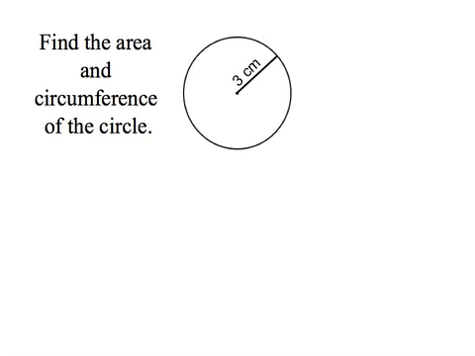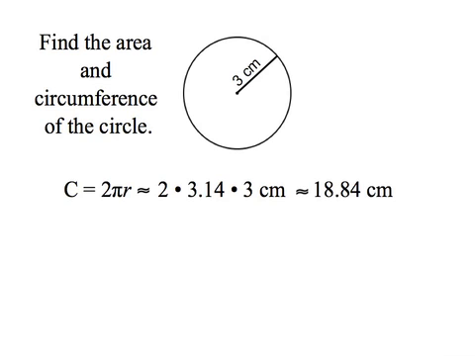We're given a picture. Find the area and the circumference of this circle. We examine our picture and we see that we're given a radius. So r is equal to 3. And then we plug that 3 into our formula 2 pi r to get the circumference. So that's 2 times 3.14 times 3 centimeters. We're going to use 3.14 as an approximation for pi. And we multiply that out, and our circumference to the nearest hundredth is 18.84 centimeters.